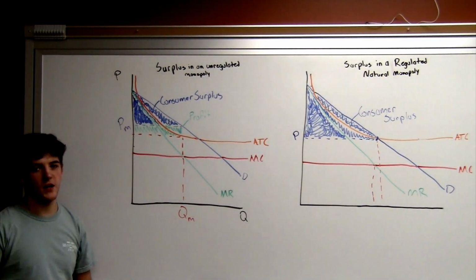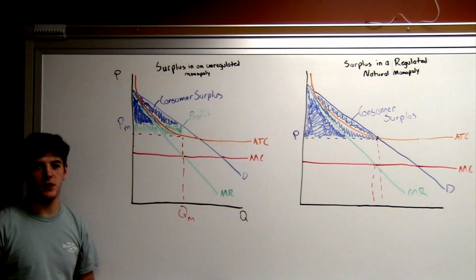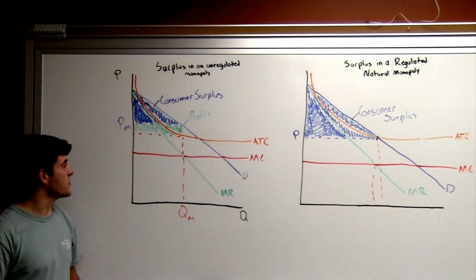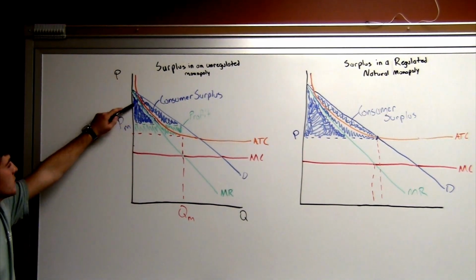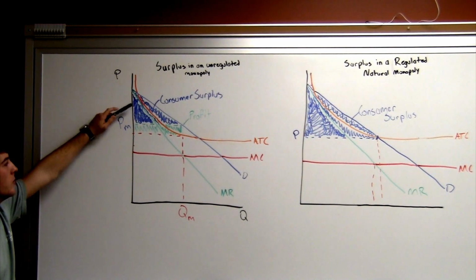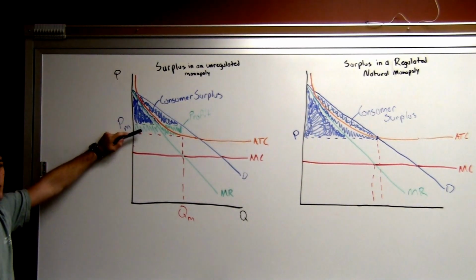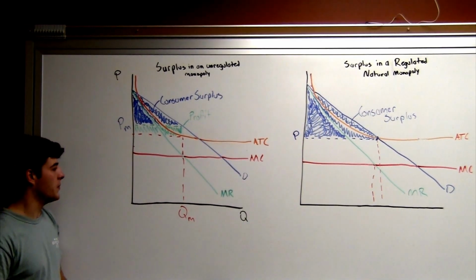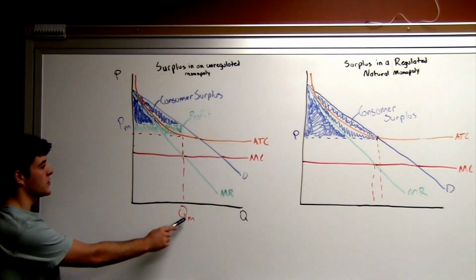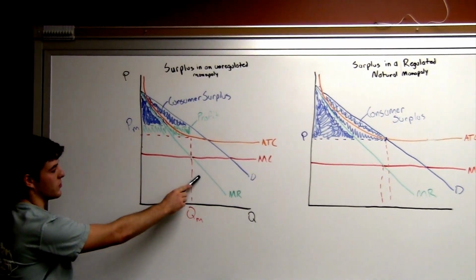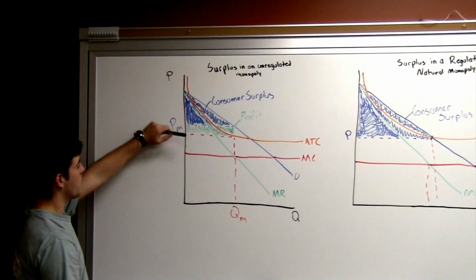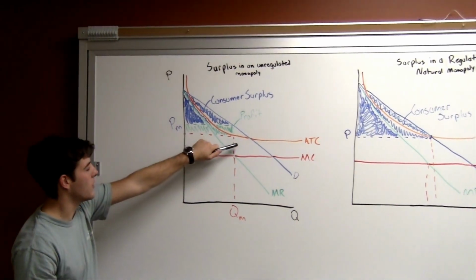Under an unregulated natural monopoly, you produce an inefficient quantity of goods at an inefficient price. Here you can find the consumer surplus, illustrated in blue, and the profit for the firm, illustrated in green. Under an unregulated monopoly, they will produce the quantity of goods where marginal cost equals marginal revenue, and a price equal to the demand at that quantity.